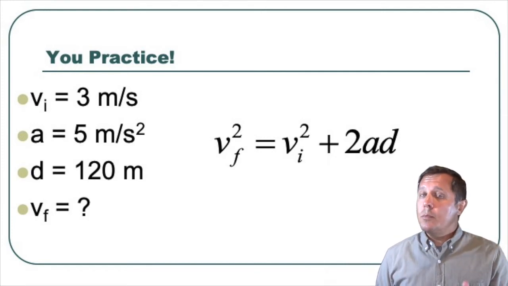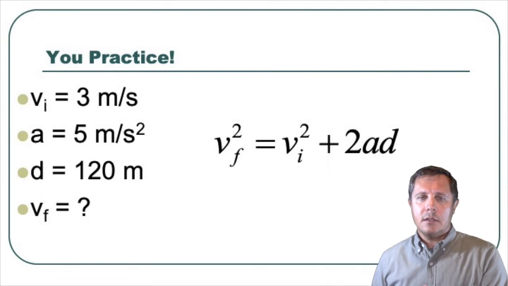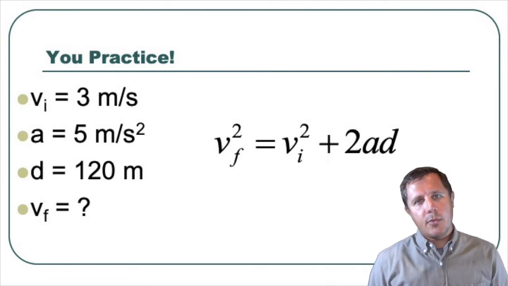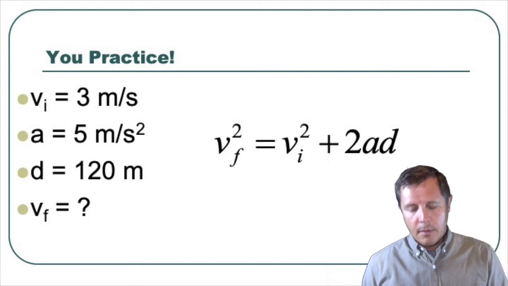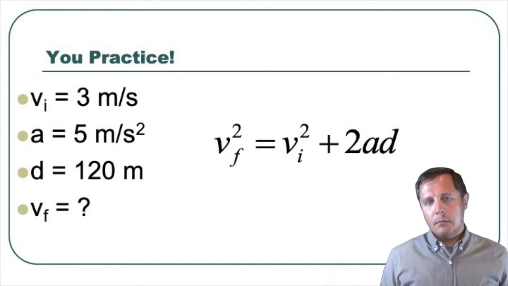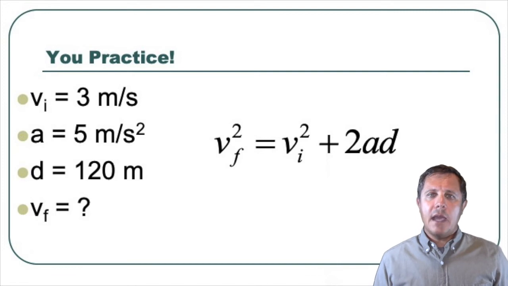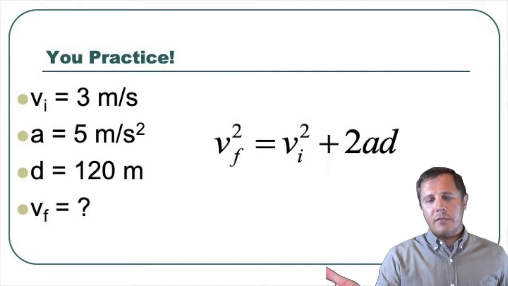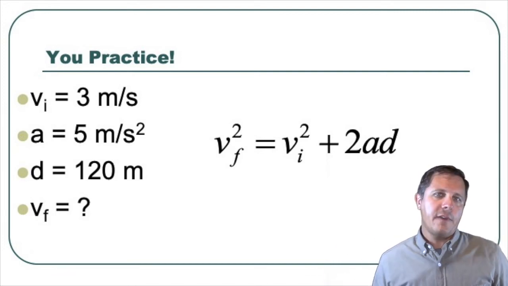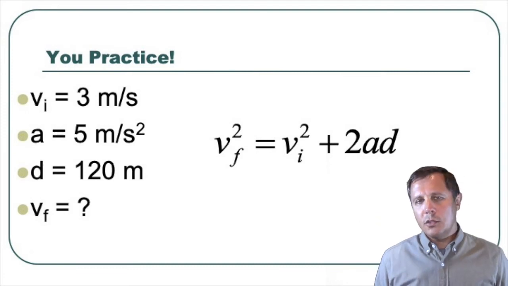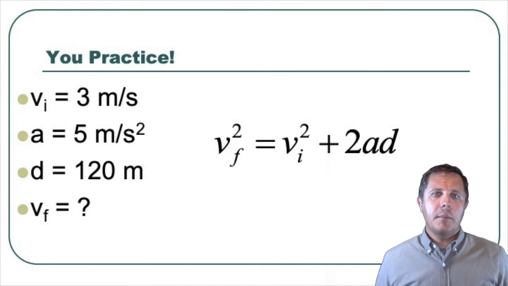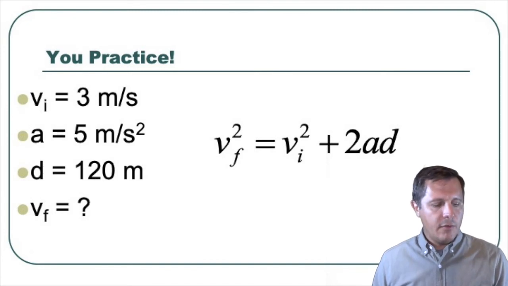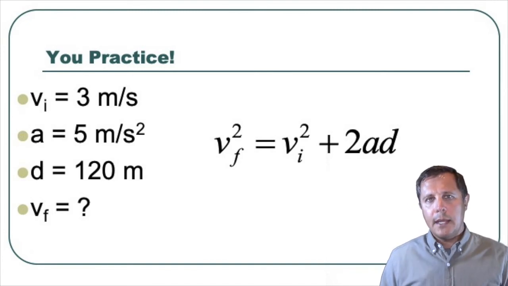And that's not true because it's being added to the rest. Okay, so don't just try taking the 3 out. But I get an answer of 34.8. So my final velocity, I started with a velocity of 3. If I accelerate at 5 meters per second squared for 120 meters, then I'm going to get a new velocity of 34.8 meters per second.